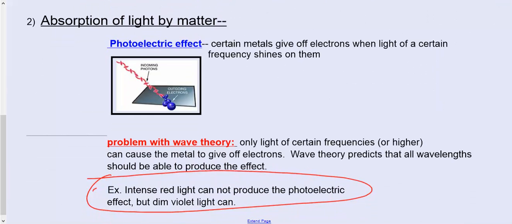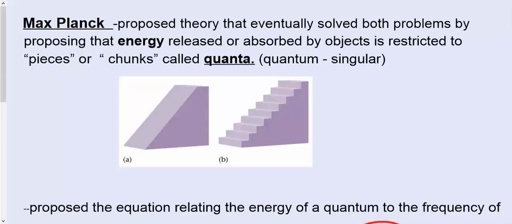So Max Planck came up with a theory describing energy as particles called quanta. He proposed that as matter heats up or cools down, it can't do so continuously, as in this ramp, where any energy would be available. Instead it happens as in a stair step. It can have this energy or this energy, but not in between. So energy must be absorbed or released in chunks called quanta.